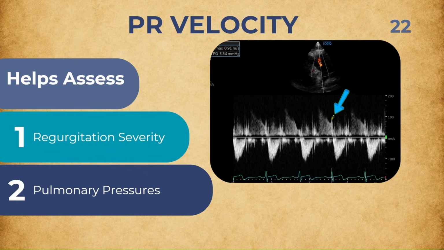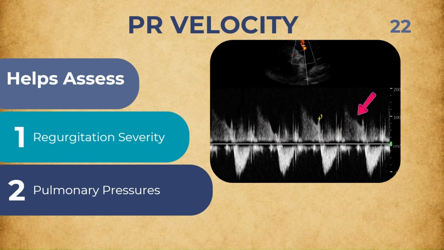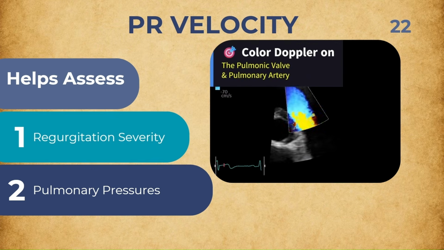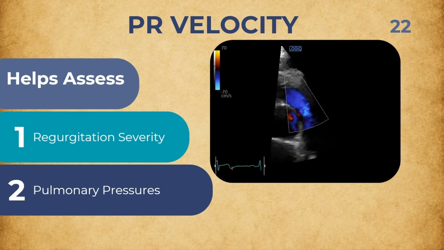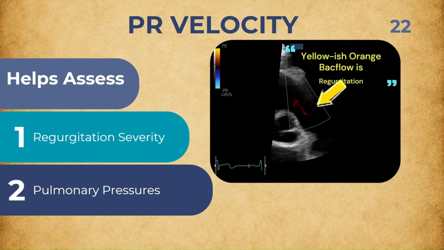PR velocity. One of the most overlooked measurements in the pulmonic valve examination is PR velocity. Yet, the single Doppler signal can provide valuable information regarding both pulmonic regurgitation and pulmonary hemodynamics. The peak PR velocity reflects the pressure difference between the pulmonary artery and the right ventricle during diastole and can offer clues about elevated pulmonary pressures.